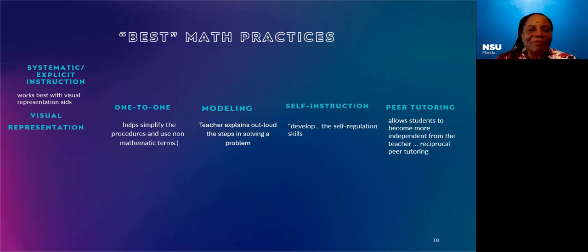But they mainly saw visual representation and things like using anchor charts, storytelling, and there was another one, posters. They saw those as being under this systematic explicit instruction because you wanted to bring about a change. However, there are some who focus on the one-to-one. Others look at modeling. You had self-instruction and peer tutoring.